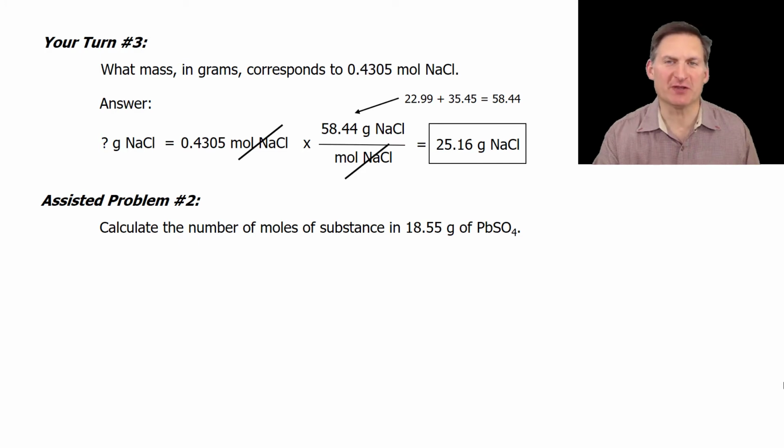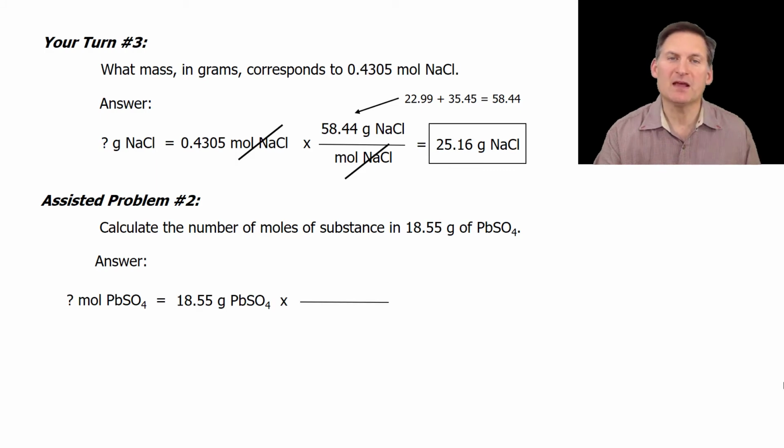Let's now try another assisted problem. Notice a key difference with this one. This time we're going from a known quantity of grams and we need to find moles, not the other way around. First, let's write down where we're headed. Mole of lead 2 sulfate. Now, write down what you're given and begin setup of your conversion factor. Now, unlike the previous 3 problems, what unit needs to go in the denominator this time? Stop the video and write it in.